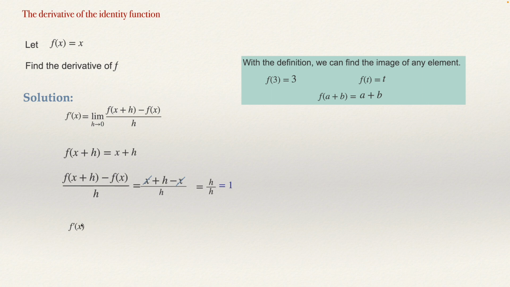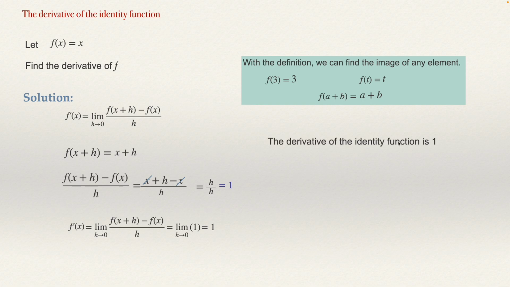So the derivative of the function f in this case will be that limit, which is the limit as h approaches 0 of the number 1. And we know that the limit of a constant is the same constant, so it will be 1. For that reason, we say that the derivative of the identity function is 1. So we can write that if y equals x, the derivative of y will be 1. Or if I ask you, what is the derivative of x with respect to x? That will be 1.